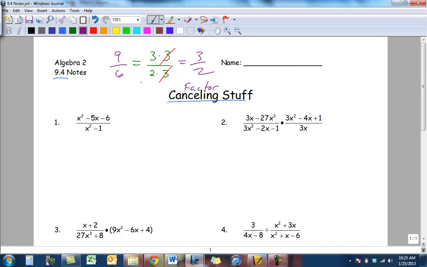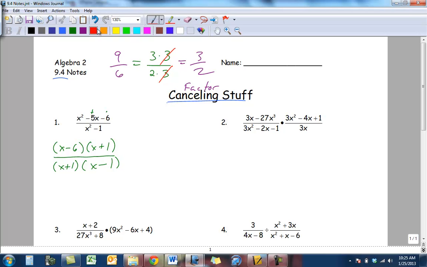Well, what we're going to do today is just factor, just like we did here, only we're going to be factoring polynomials and then canceling stuff out. So let's start here. Factor the top. What multiplies to -6 adds up to -5? x minus 6 times x plus 1, over, now the bottom here is a difference of squares, so this is x plus 1 times x minus 1.